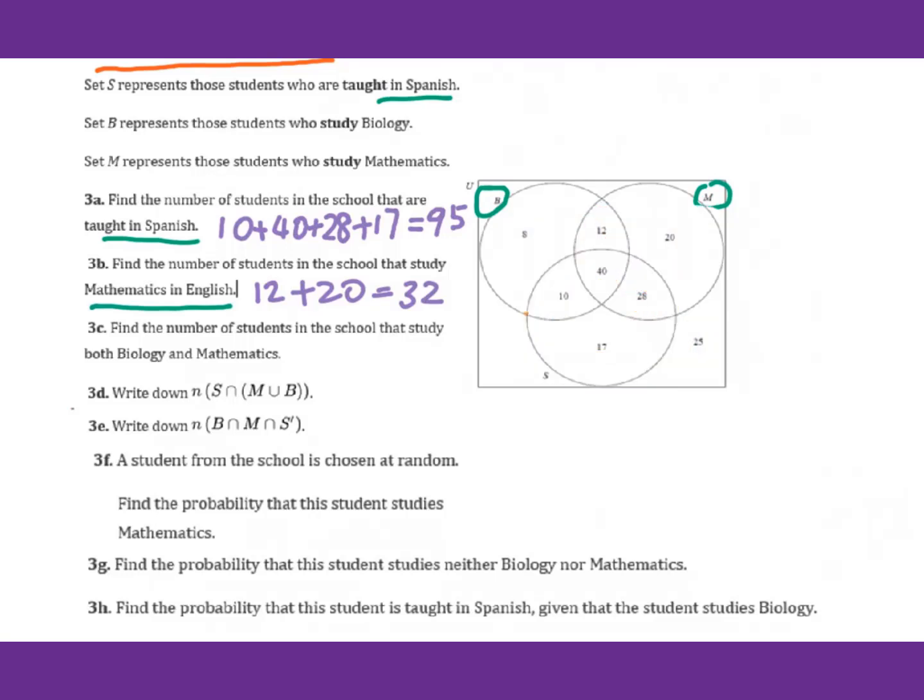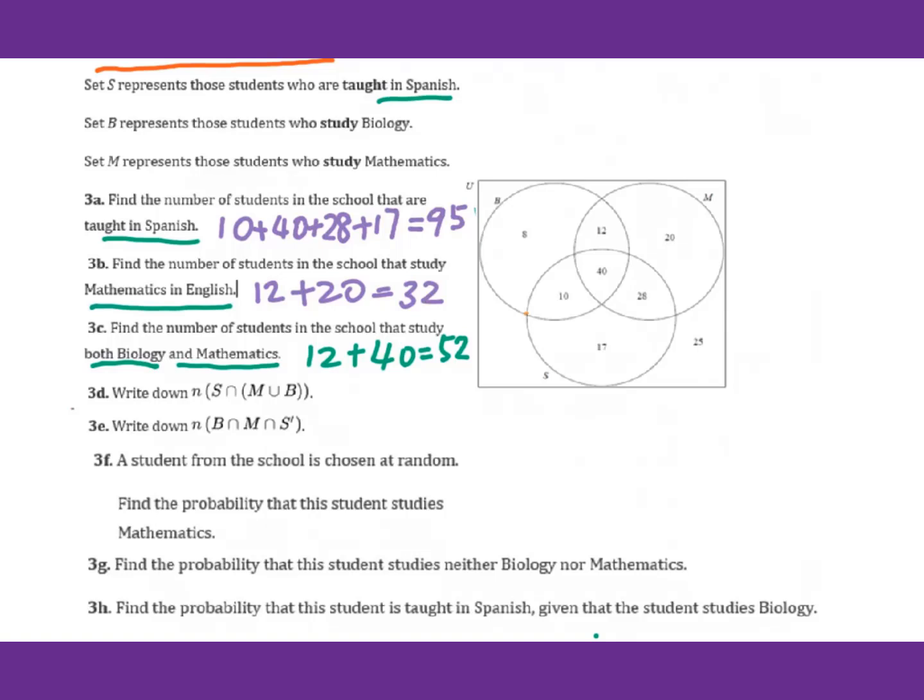Now let's go to 3C. Find the number of students in school that study both biology and mathematics. Biology and mathematics will be this circle. Therefore, you have 12 plus 40 equals 52. Among these 52, 12 are studying biology and mathematics in English. 40 students are taught biology and mathematics in Spanish.